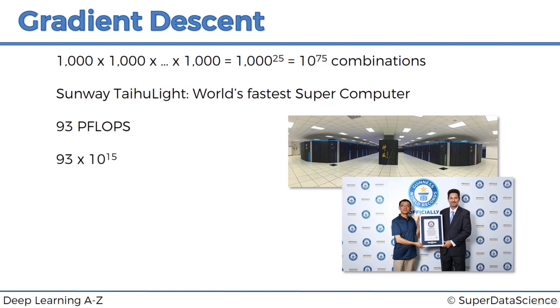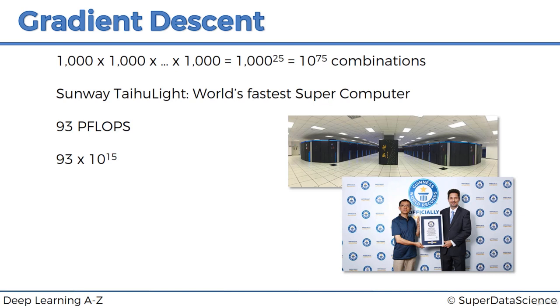In comparison, average computers right now do just over several gigaflops, way less than Sunway TaihuLight. So Sunway TaihuLight is at the forefront of technology. And let's say hypothetically that it can test one combination for our neural network in one flop, basically in one floating point operation.